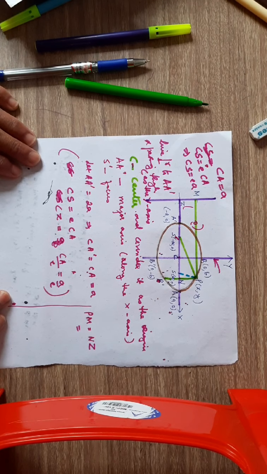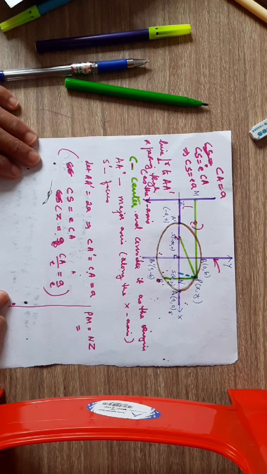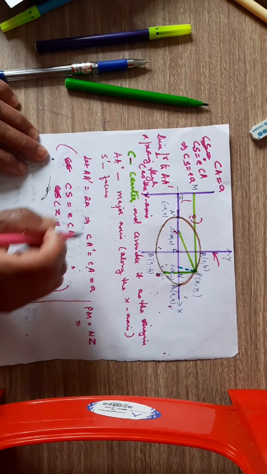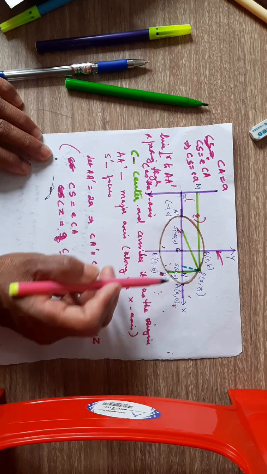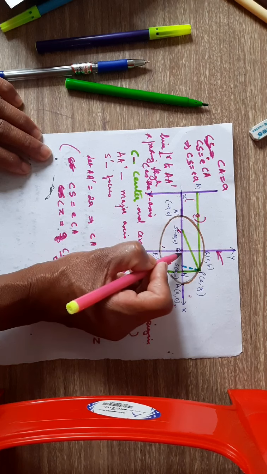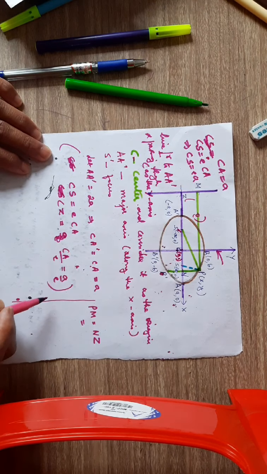Using the definition of ellipse, we can also derive the standard equation of the ellipse. So how to derive the standard equation of the ellipse? Here you take C to be the center, and let this center be considered as the origin. That means the coordinate of this will be (0, 0).